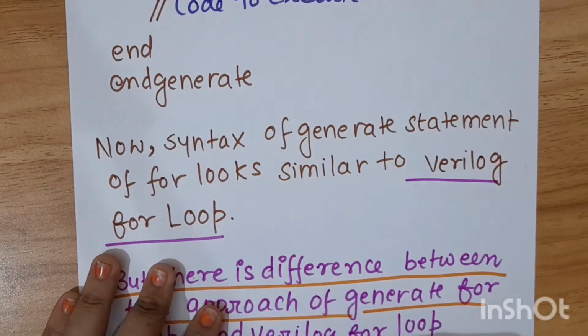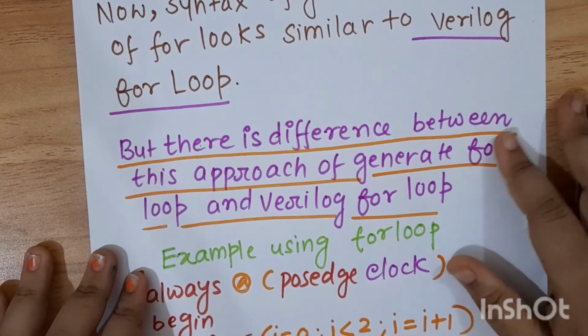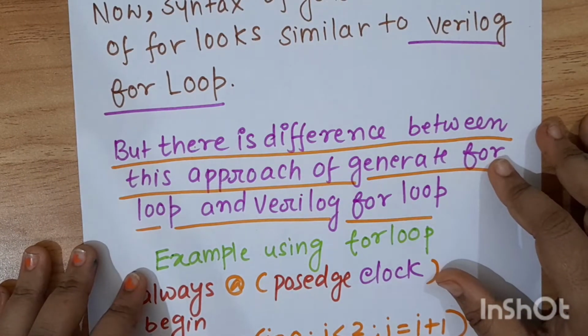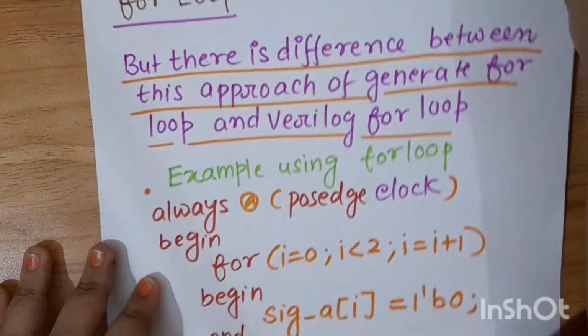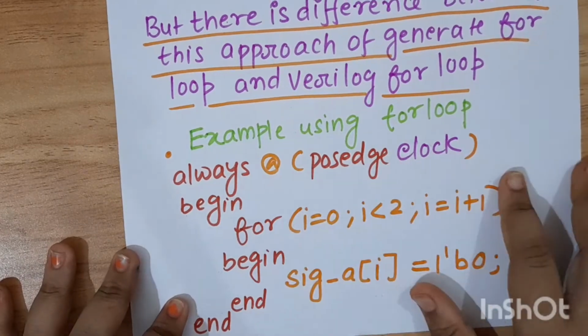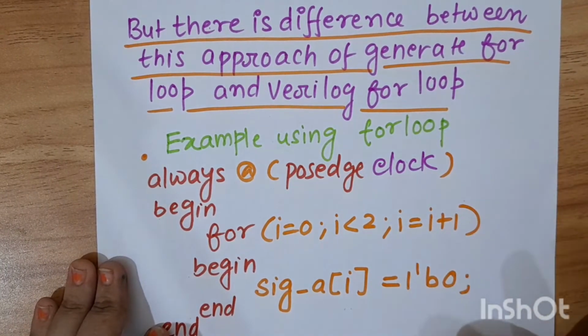The syntax of this generate for looks quite similar to the Verilog for loop. But there is a difference between the generate for loop and the Verilog for loop, and we will see that. Now here is an example which is using the for loop. This is a simple Verilog for loop.